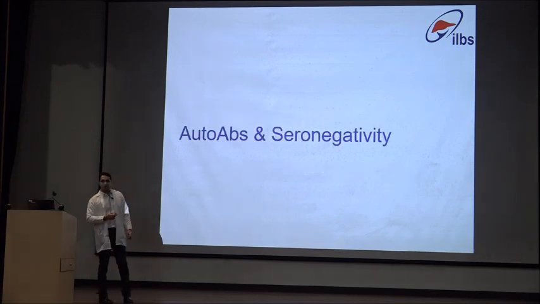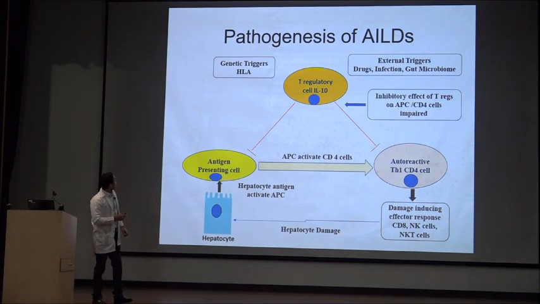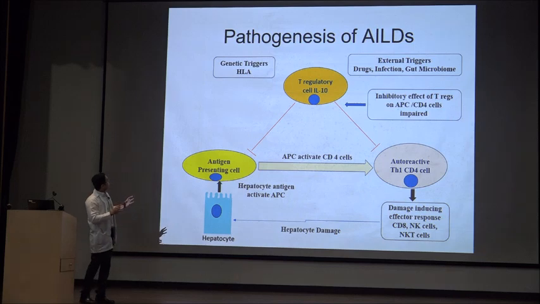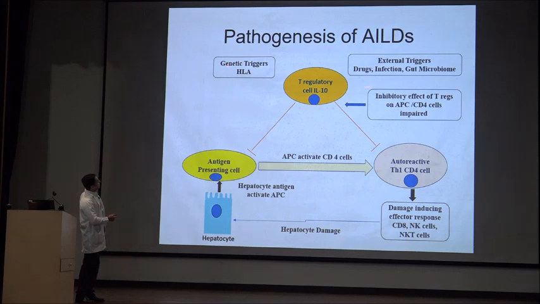Let's start with the concept of seronegativity. So I've tried to make a simplified diagram of what autoimmune hepatitis looks like. It's a multifactorial disorder. You have genetic triggers, external triggers. You have a tissue, in our case it's hepatocyte. There is an antigen which is going here.